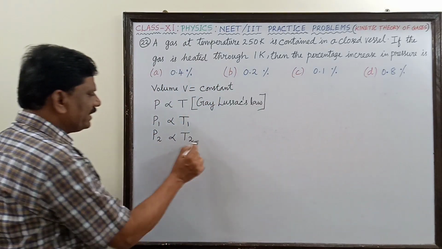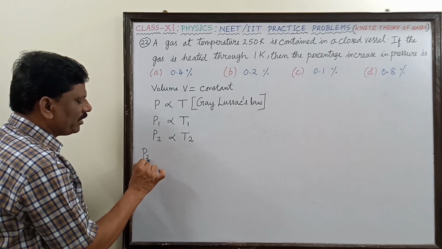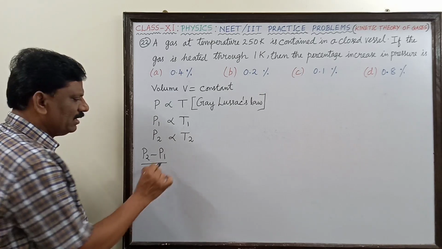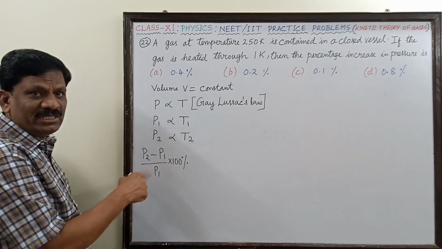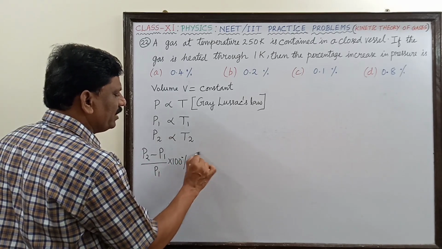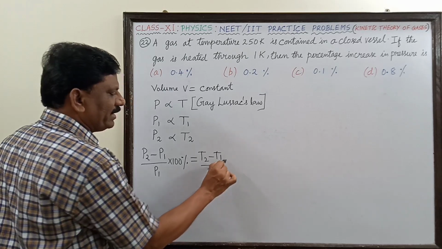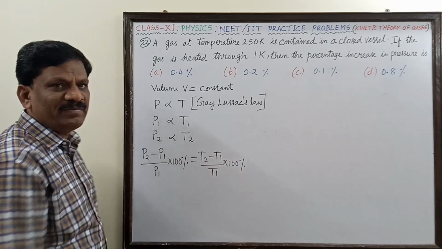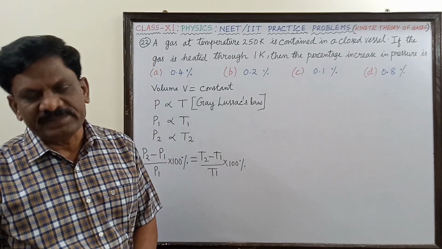So, what is the percentage increase in pressure? Percentage increase in pressure is final pressure minus initial pressure divided by initial pressure into 100. So, this is the percentage increase in pressure. This must be equal to change in temperature divided by the original temperature multiplied by 100. So, the right hand side gives you what? The percentage rise in the temperature.